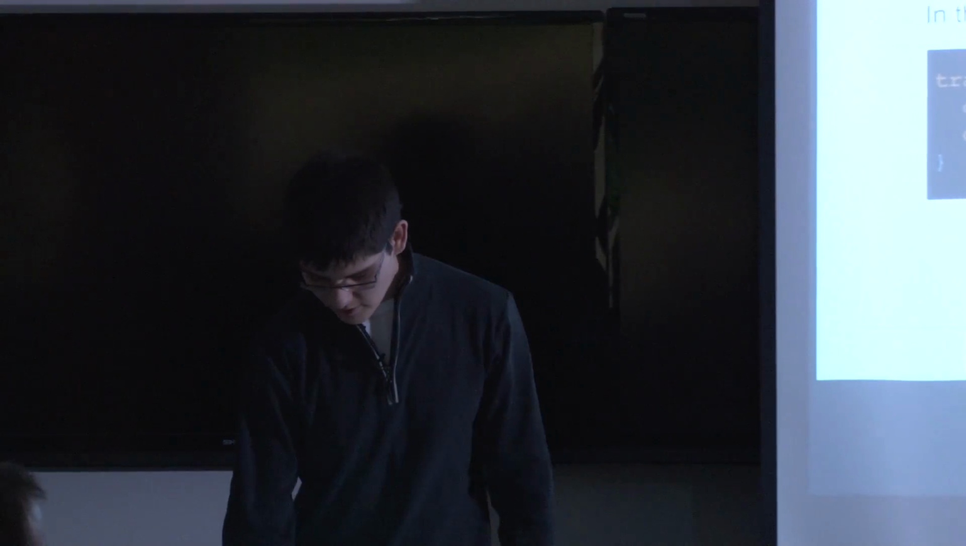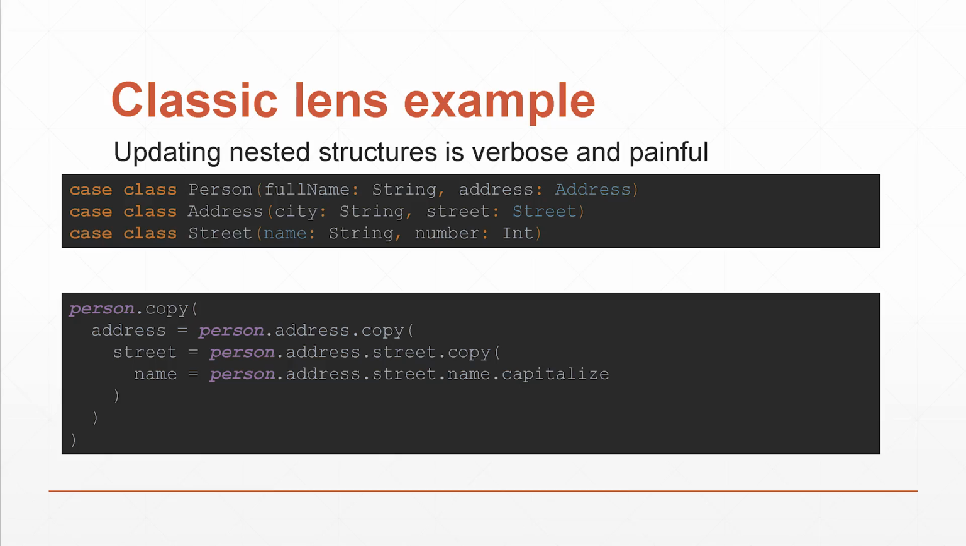So, let's look at the classic example, which is updating nested records. We have our model, which has a person with a full name and address. An address has two fields, which are city and street, and each street has a name and a number. Say we have a person, and we want to update the name of the street which he lives in, and we want to capitalize it.